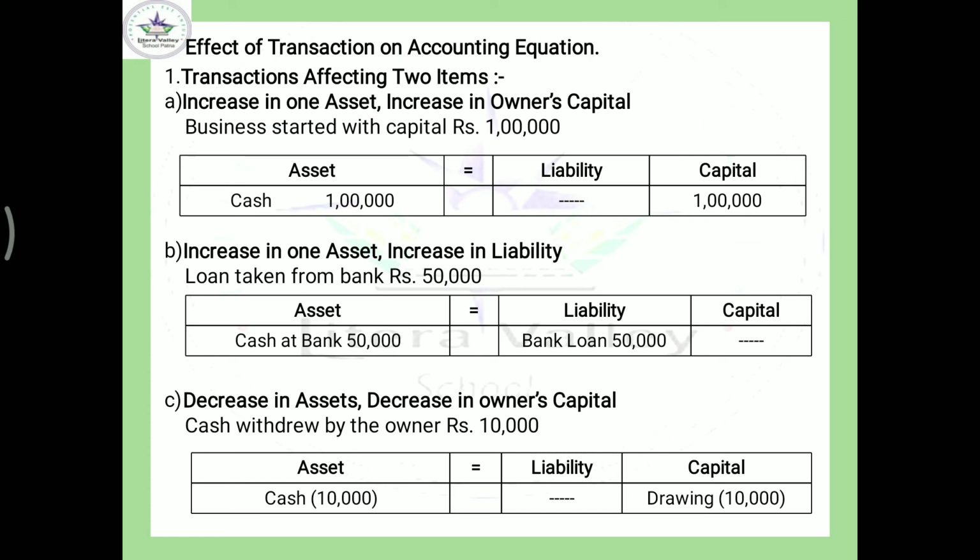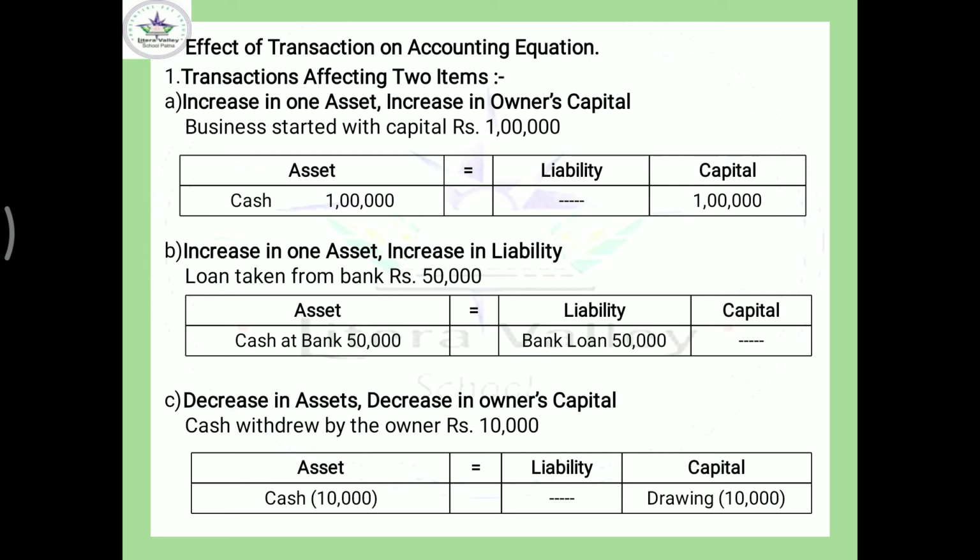Cash withdrawn by the owner, rupees 10,000. Drawing always represents personal withdrawal of the proprietor. You can see here cash in bracket 10,000, because in the accounting equation we will use brackets instead of a minus sign for negative amounts. Cash reduced by 10,000, capital reduced by 10,000 due to drawing.